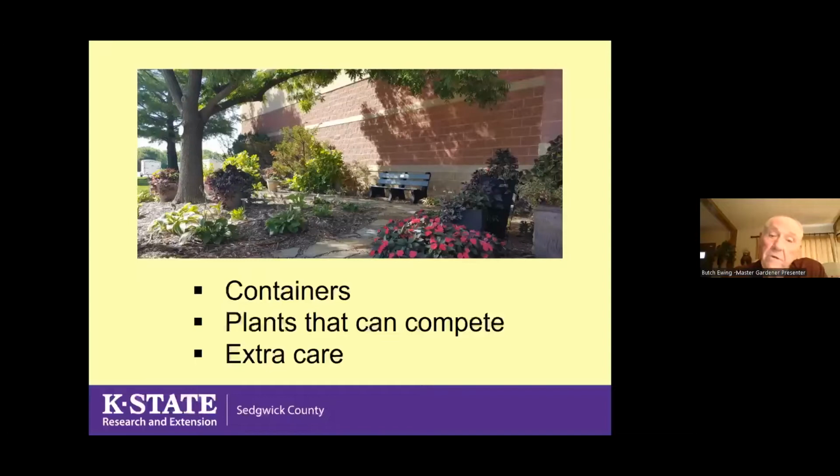Instead, think about using maybe containers, choosing plants that are a little more able to compete. Some of them are better at competing than others. The biggest problem is going to be the shade issue, and we could do a whole hour on shade gardening, at least.